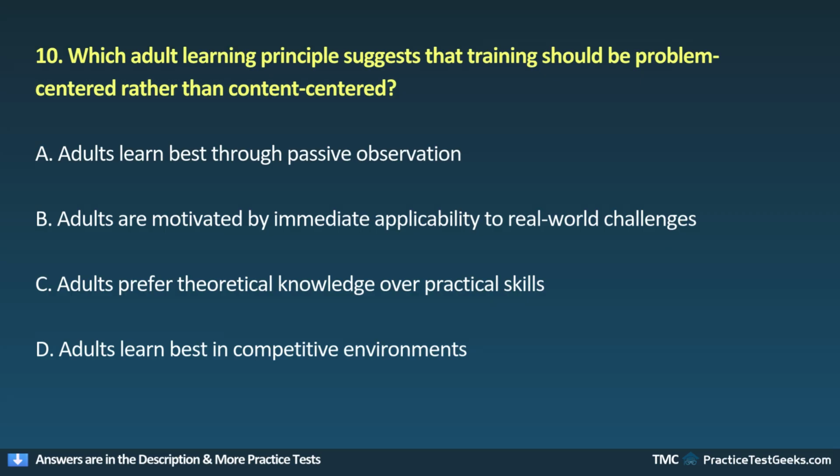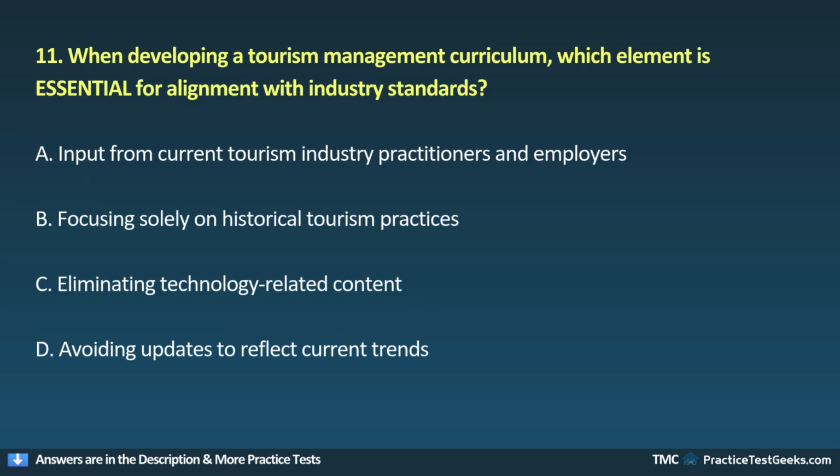A. Adults learn best through passive observation. B. Adults are motivated by immediate applicability to real-world challenges. C. Adults prefer theoretical knowledge over practical skills. D. Adults learn best in competitive environments. 11. When developing a tourism management curriculum, which element is essential for alignment with industry standards?